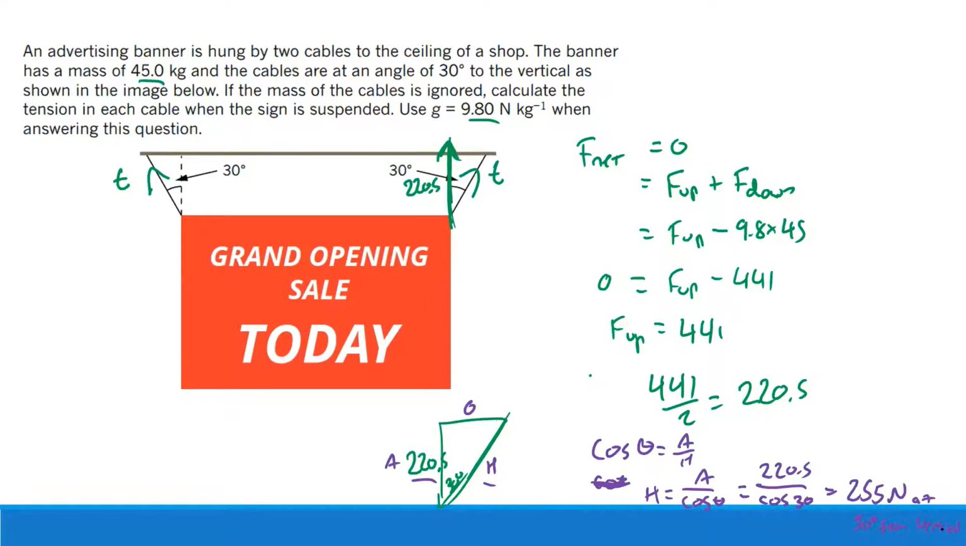Now that tension, as I said, is more than the force needed to pick up the sign, and that's because that force is going to be 220 newtons upwards, and then there's going to be a force to the right. We can call this force X, and we can call this force to the left negative X. And those forces are going to cancel out. That's why the sign's not rocking to the left or to the right.